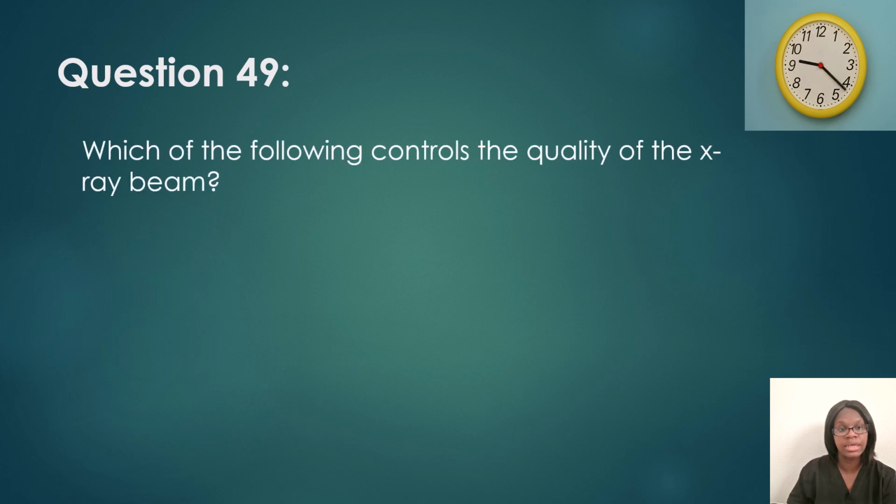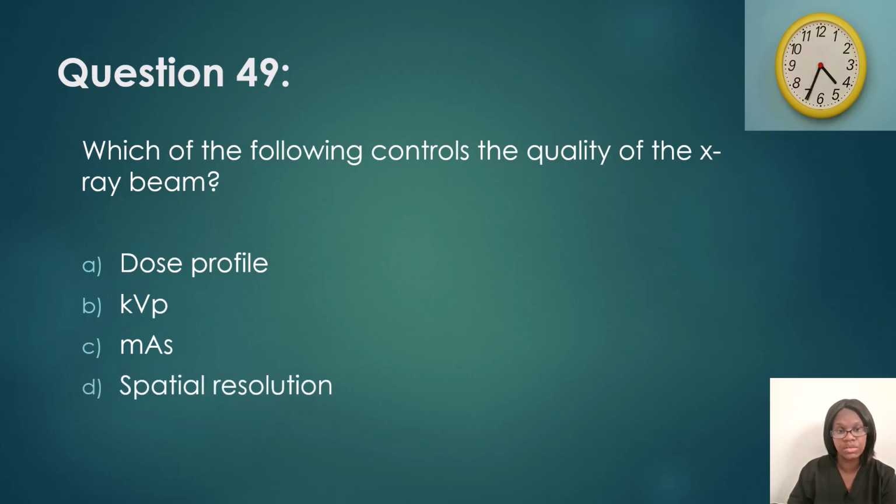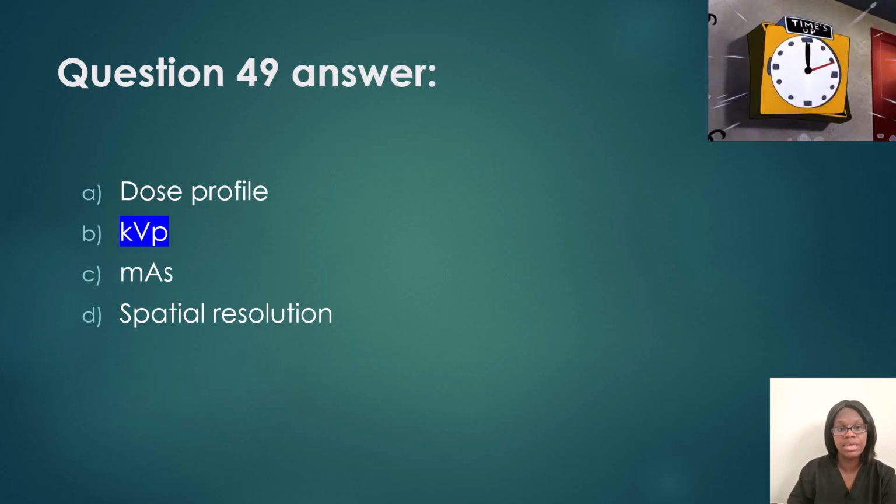Question 49. Which of the following controls the quality of the X-ray beam? A, dose profile, B, KVP, C, mass, D, spatial resolution? All right, the correct answer is B, KVP.